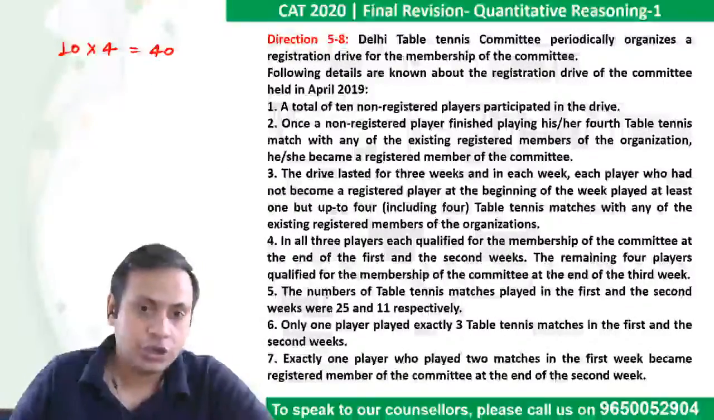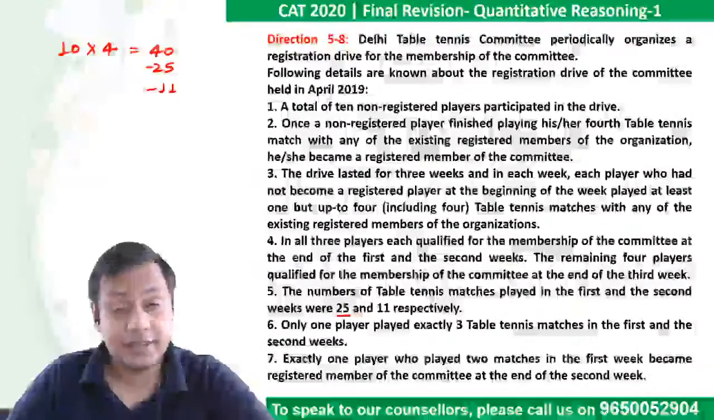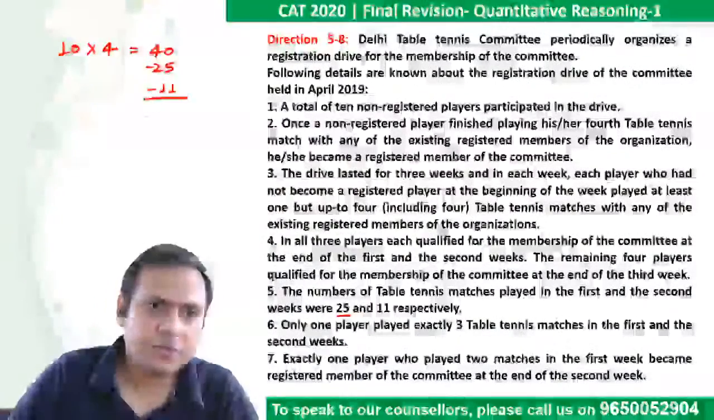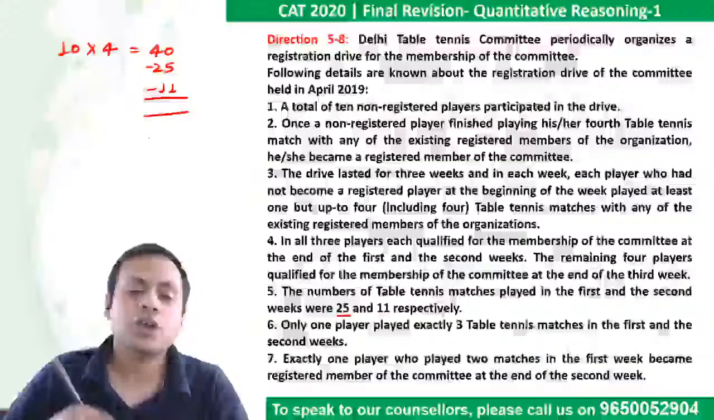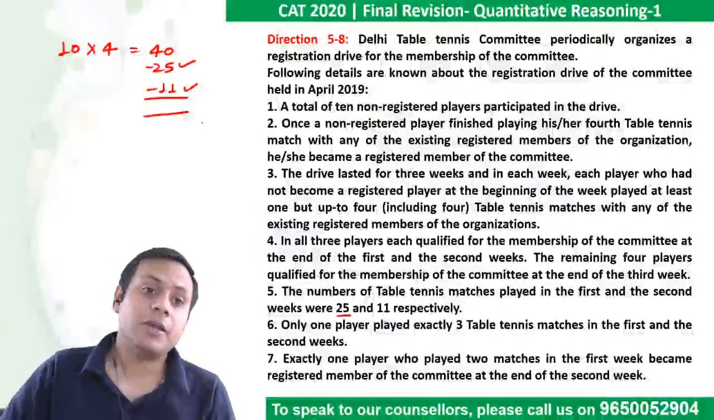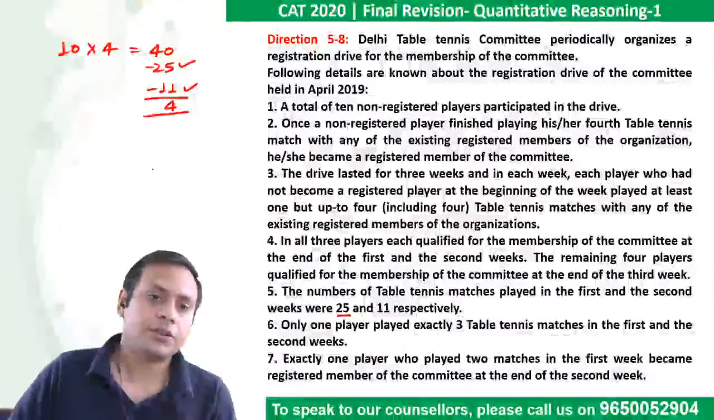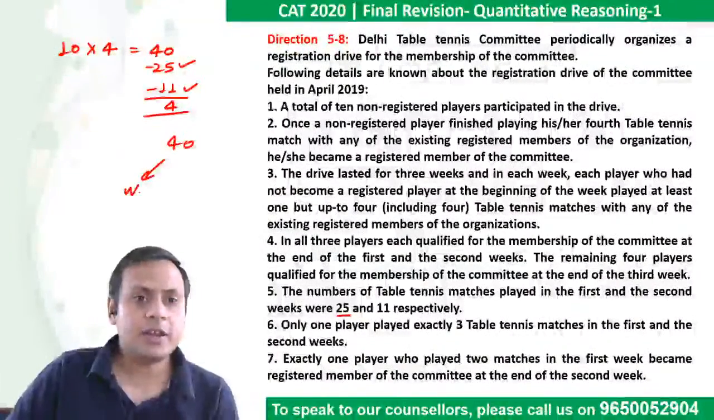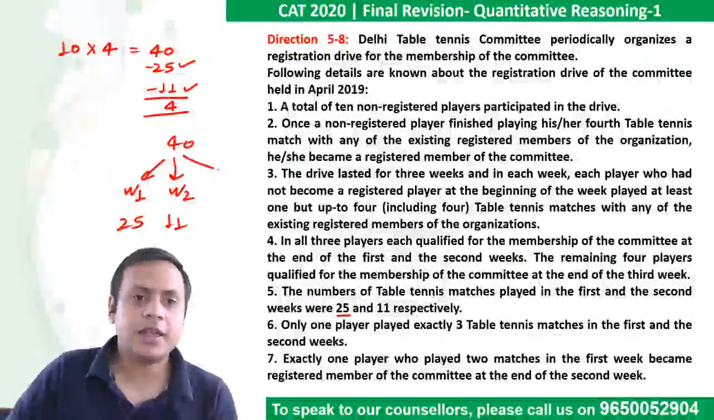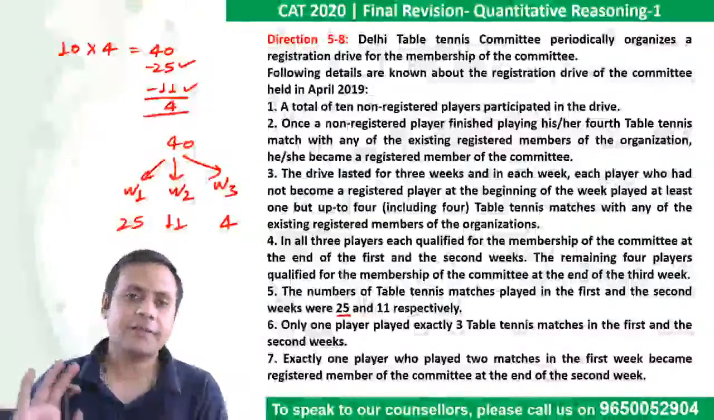out of which 25 matches were played in first round, 11 matches were played in second round. So 36 matches were played in first and second round. So how many matches were played in third week? Okay, 25 matches were played in first week, 11 matches were played in second week. So remaining 4 matches were played in third week. Is it clear? So out of these 40, in week number 1, 25 matches were played. In second week, 11 matches were played. And in third week, remaining 4 matches were played. Is it clear? Everybody understood it?